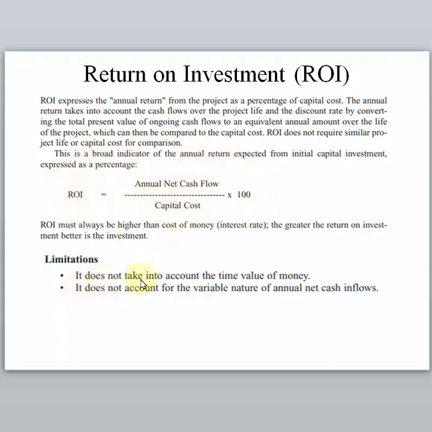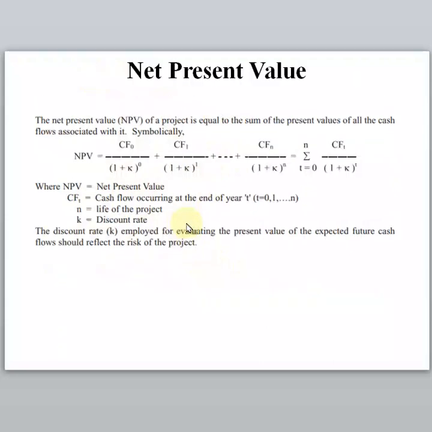It does not take into account the time value of money. Here also present and future value of money is not considered. It also does not account for the variable nature of annual net cash inflows. Net cash inflows have a variable nature; they change with respect to time. So return on investment does not account for the variable nature of annual net cash flows. Now we are going to see the next one, net present value.